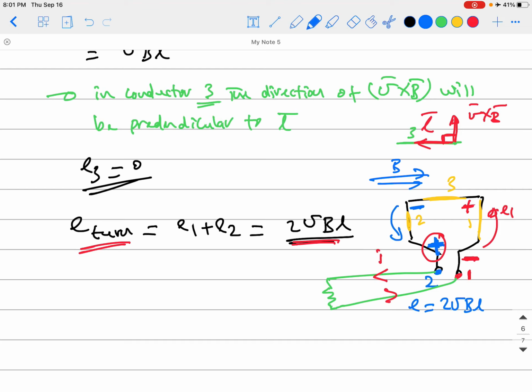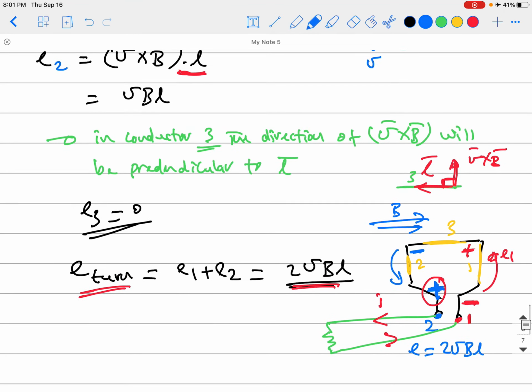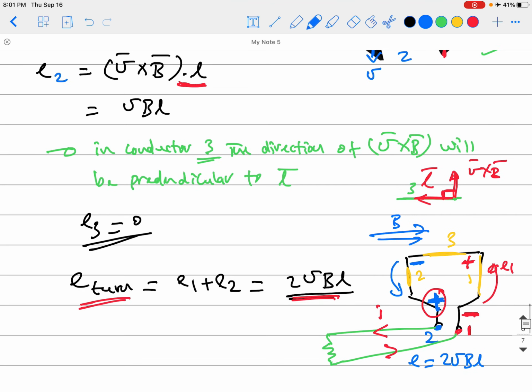So this conductor 3 is parallel to the flux, so you will not have any induced voltage in it, because like we said last time, the V cross B will give you a vector that is perpendicular to L, and if you take the dot product of them, it will give you 0. So that's why we called this the end winding or overhang last lecture, because it's not part of the energy conversion process, because you will not have induced voltage in it.